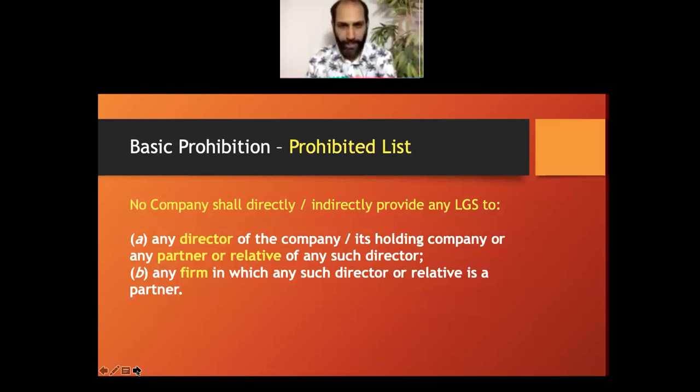Now we will see, I told you, section 185 is to be studied or understood in three parts. That was the framework which we discussed in the previous slide. Now we are going to discuss it in a little more detail. The first part is, of course, the basic prohibition, that is the prohibited list. No company shall directly or indirectly provide LGS, that is loan, guarantee or security, to any director of the company. Be very clear about it.